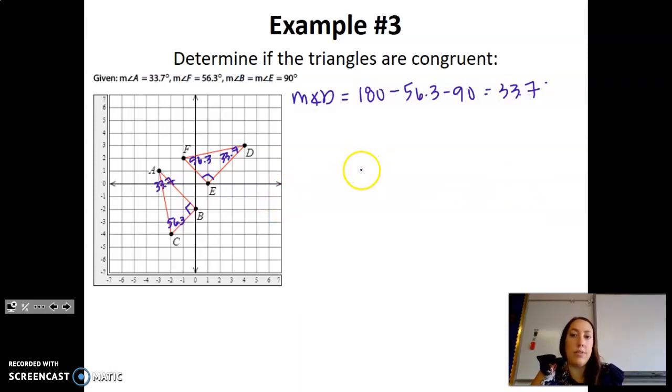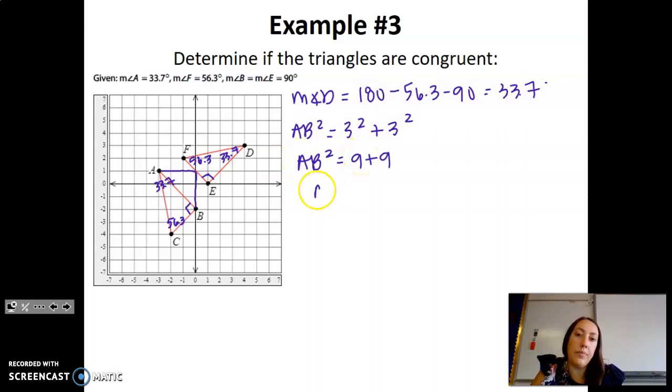We're gonna have to use Pythagorean theorem. Let's do side AB first. So I'm gonna go ahead and draw my right triangle here. You can see that I get side lengths of 3 and 3, so 3 squared plus 3 squared. So we get 9 and 9. So we get AB is going to be equal to the square root of 18.